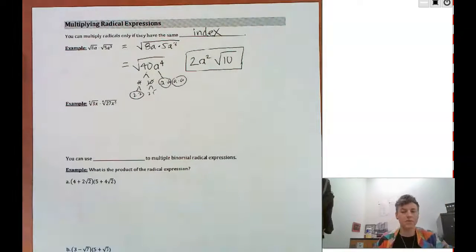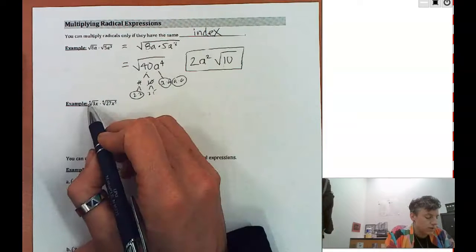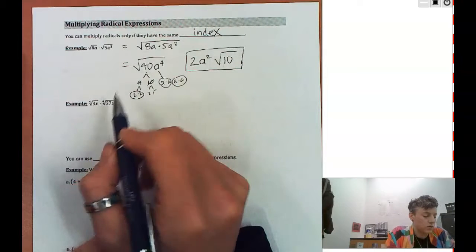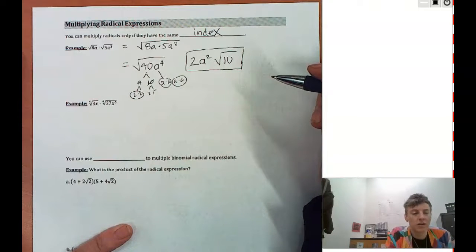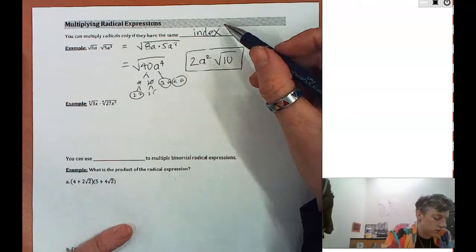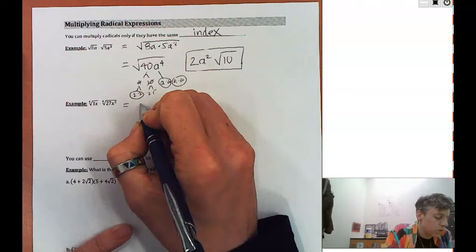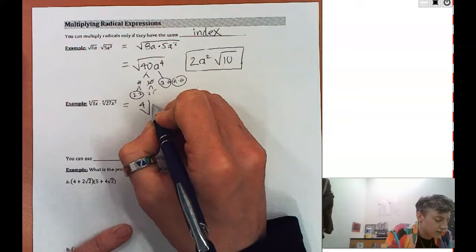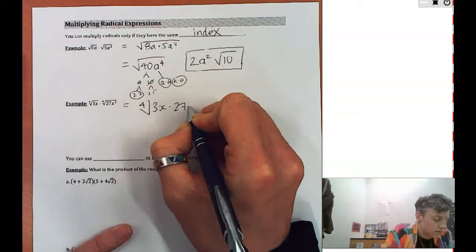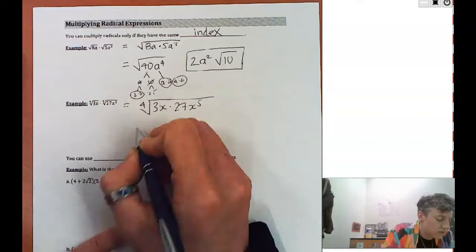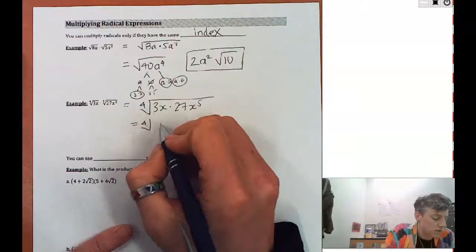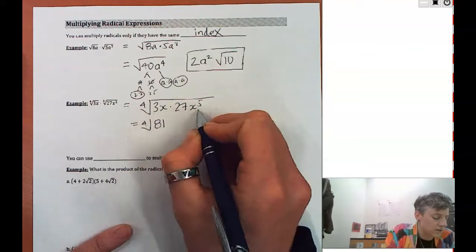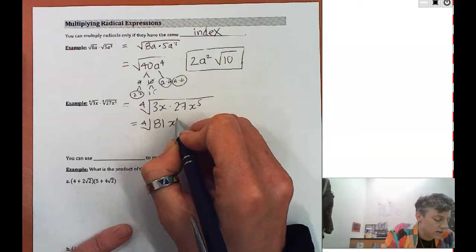You know, it looks so nice, I think we should just do it again. The 4th root of 3x times the 4th root of 27x to the 5th. Can we even multiply them at all? Well, yes, they have the same index. Index of 4. So this becomes the 4th root of 3x times 27x to the 5th, which becomes the 4th root of 3 times 27 is 81. x times x to the 5th is, of course, x to the 6th.